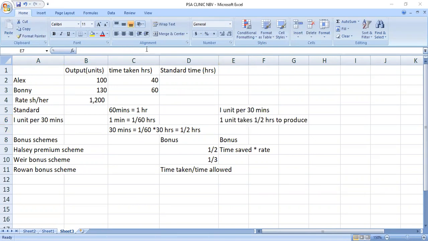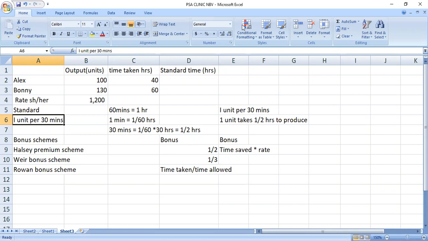Okay. Where is the 30 minutes coming from? It's coming from the standard. They say that the standard time allowed is that for 30 minutes, you're supposed to produce 1 unit. Okay, it was given in the question.